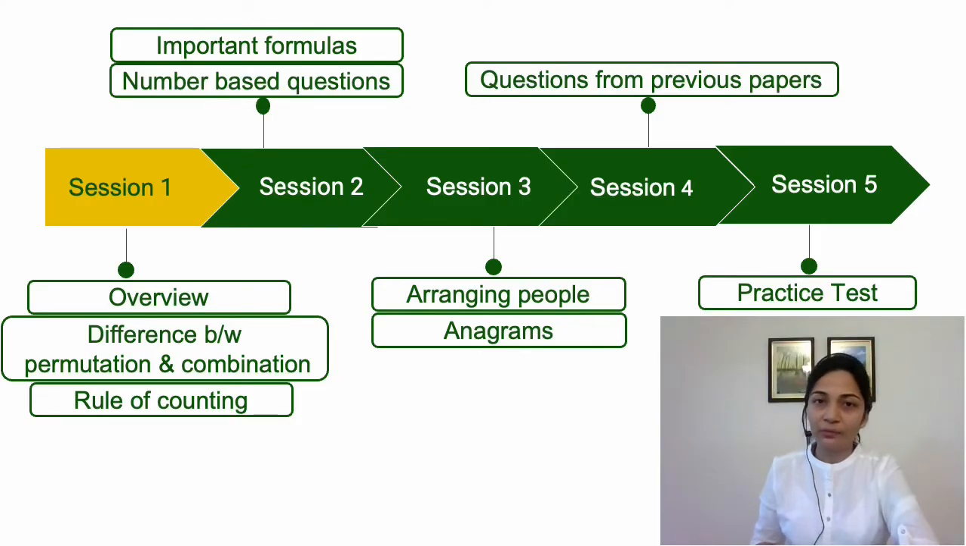In this topic, we will be having 5 sessions. In session 1, you will get an overview of the topic, the difference between permutation and combination, and one very important rule of counting. Session 2 will be having important formulas and number-based questions. In session 3, we will see how to arrange people as well as letters, that is anagrams. Session 4 will be having important questions from previous papers, and in session 5 you will be having an online test, and don't worry, the answers for wrong questions will be available right there.